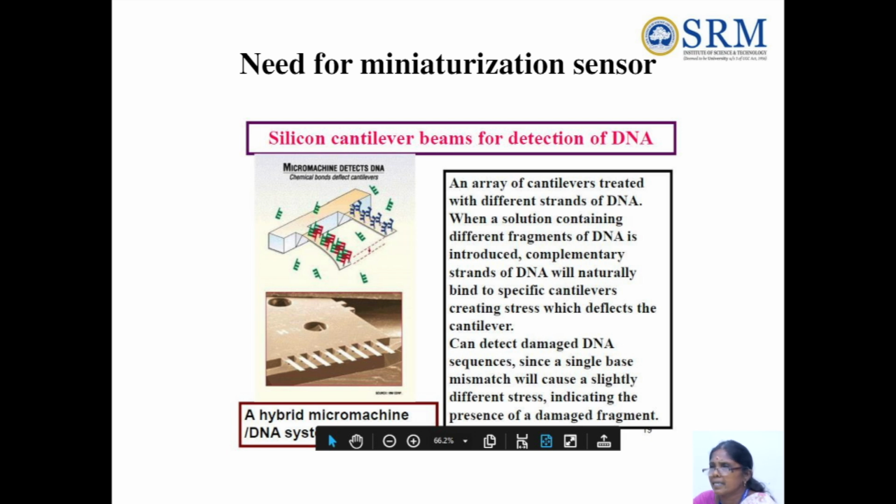When the solution containing different fragments of DNA is introduced, complementary strands of DNA will selectively bind to the specific cantilever, creating a structure which deflects the cantilever. It can detect the damaged DNA sequence, since a single base mismatch will cause a slightly different stress, indicating the pressure in the damaged fragment.